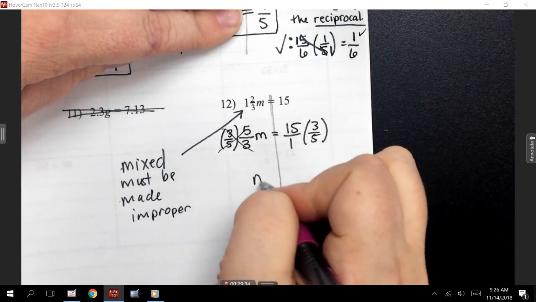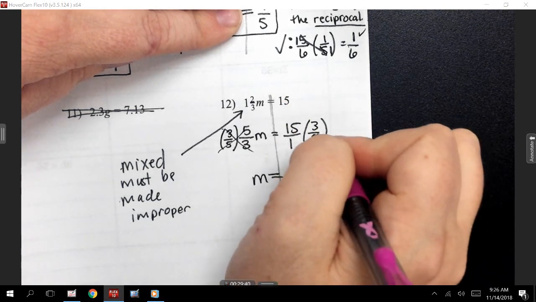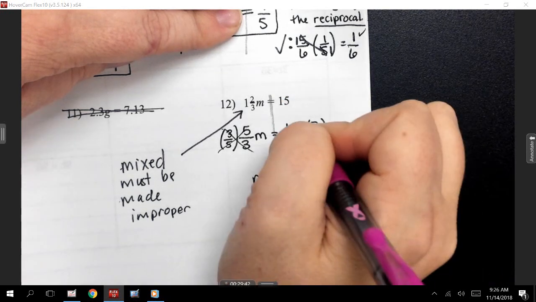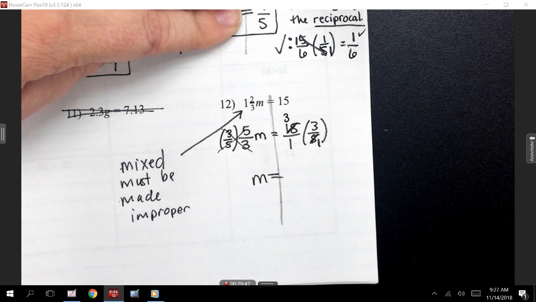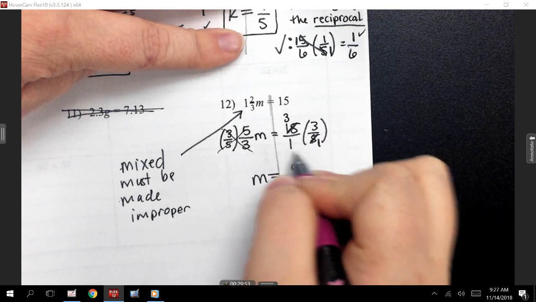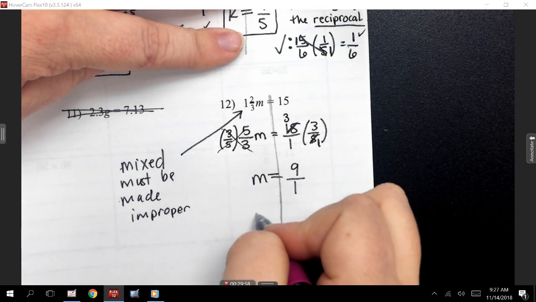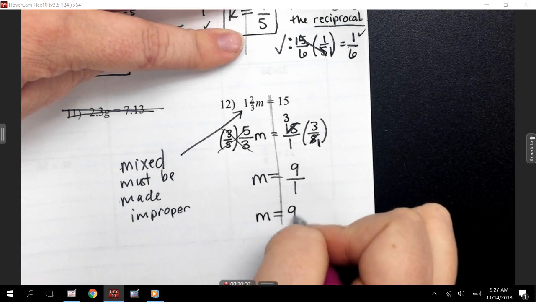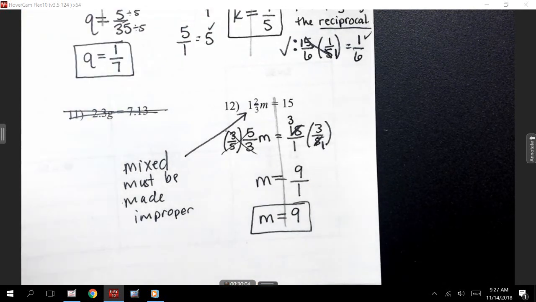All right, so I have m equals, will anything simplify? Daniela? 5 and 15. 5 will go into 5 once. 5 will go into 15 3 times. Anything else? All right, remember, my 3's are both on top, so I'm going to multiply those. 3 times 3? 9. 1 times 1? 1. Can I leave it as 9 over 1? No. So m equals 9. That would be my answer, guys.